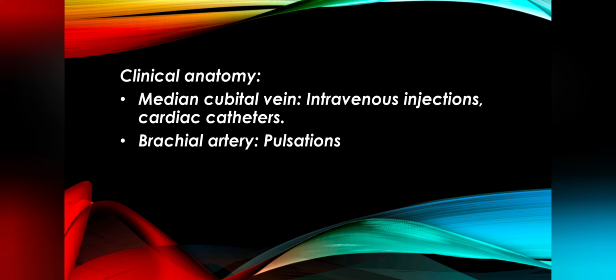Also, the anatomy of cubital fossa is very useful while dealing with the fractures around the elbow, like the supracondylar fracture of the humerus.